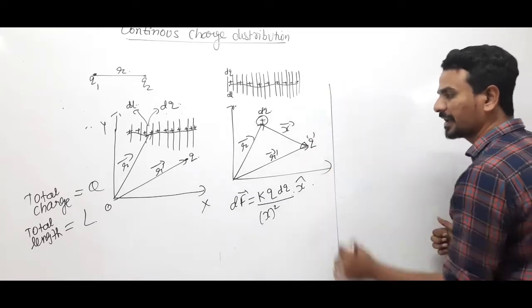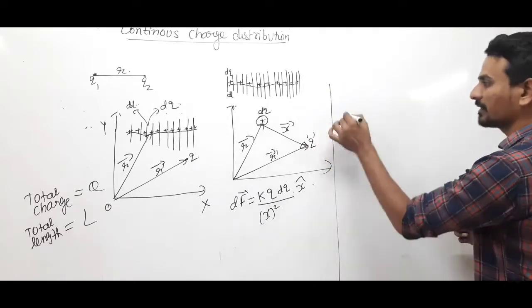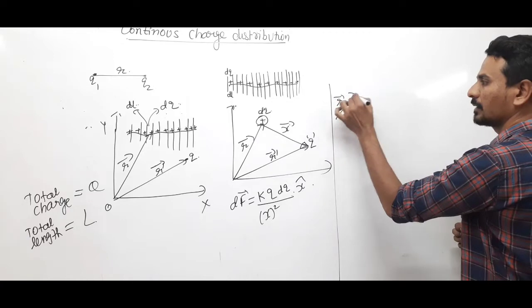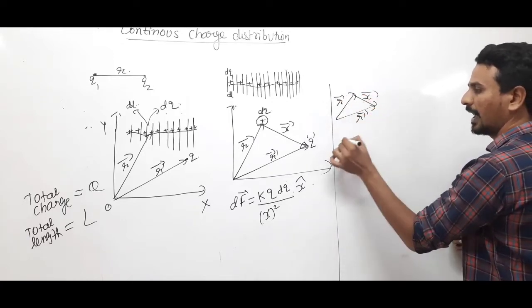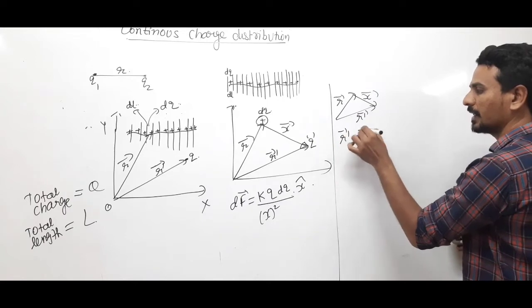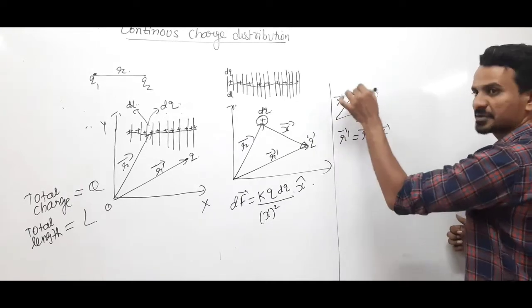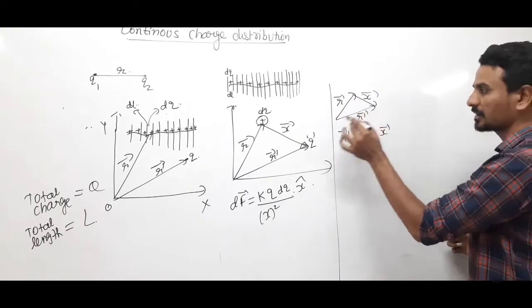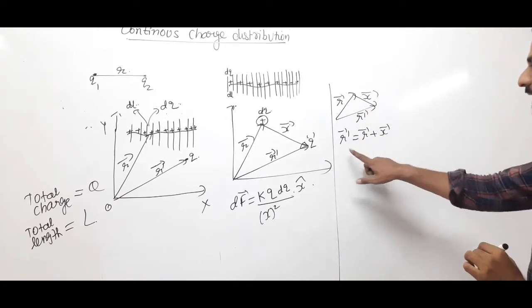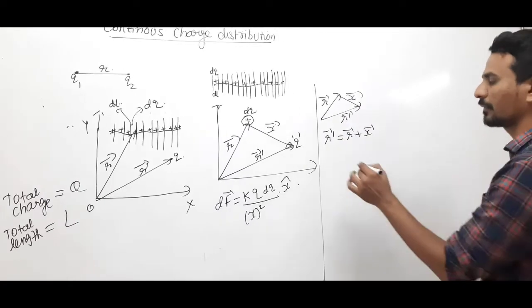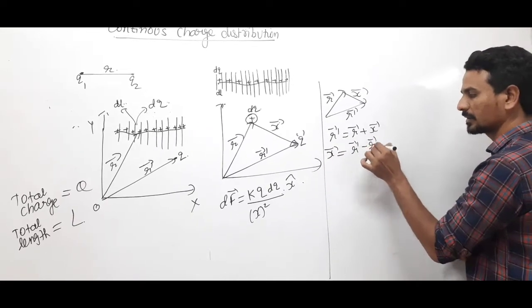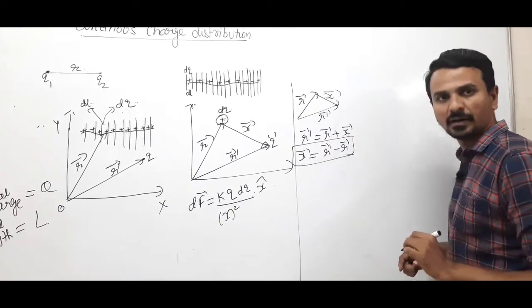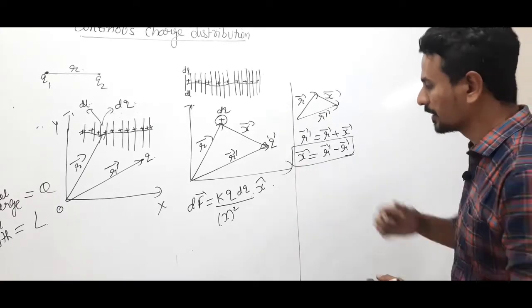Now from vector addition, this is r, this is x, this is r dash. So r dash is the resultant of r plus x, head of first vector, tail of second vector. This will be the resultant vector. So r dash is equal to r plus x. So from this, x is equal to r dash minus r. Let us substitute over here.